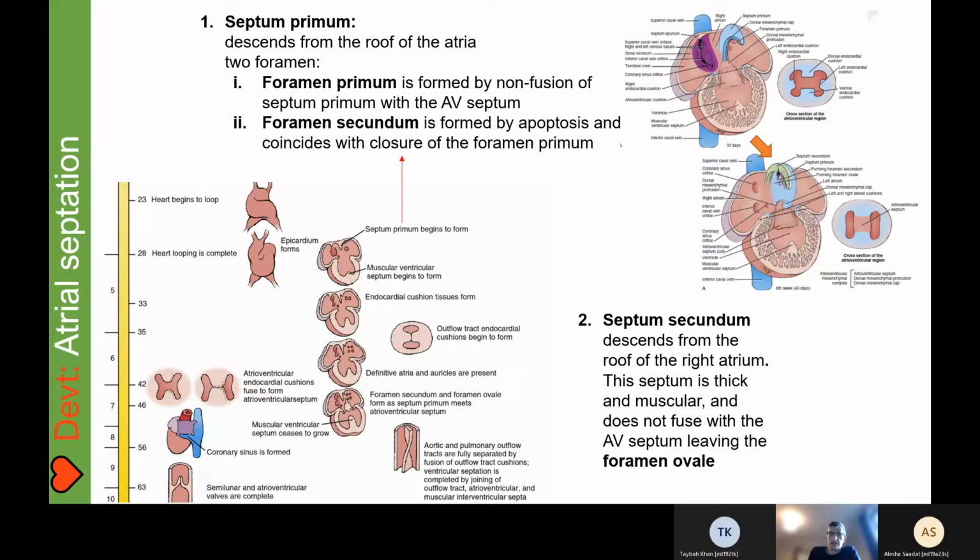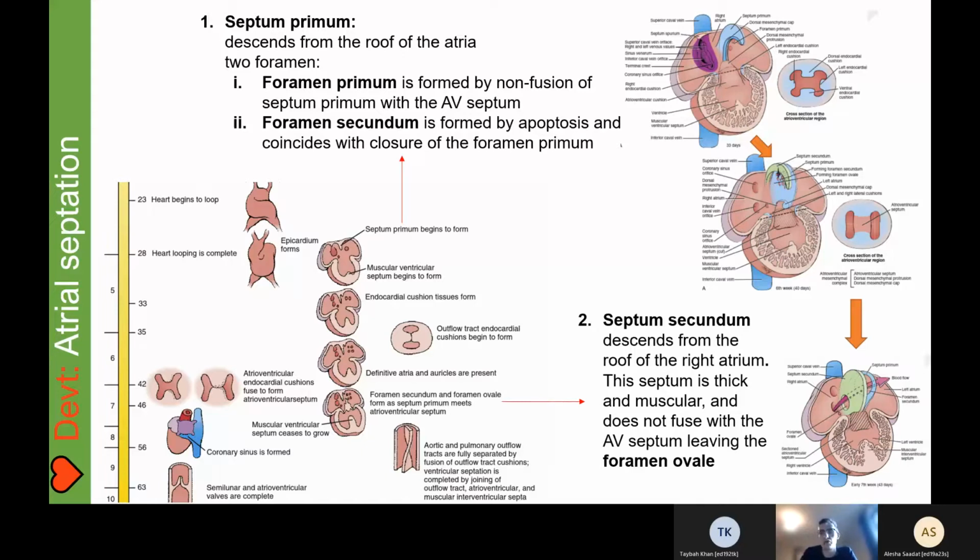We then get the septum secundum, which is the second atrial septum, if you like. It descends from the roof of the atrium just to the right of the septum primum. This one is thick, it is muscular, it never completely fuses at the bottom, and that leaves this foramen ovale. And remember, if you look at the anatomy of the adult heart, you get the fossa ovale within the right atrial wall, which is the remnant of this structure.